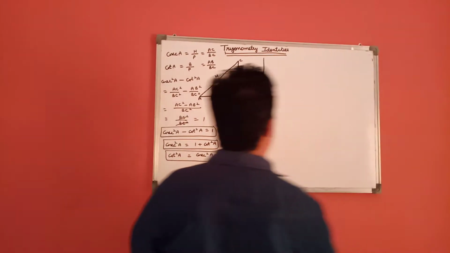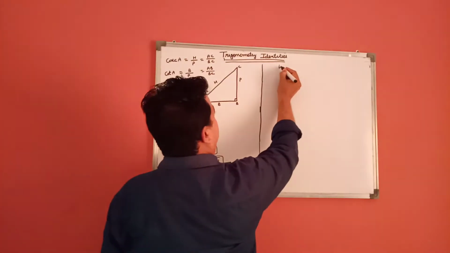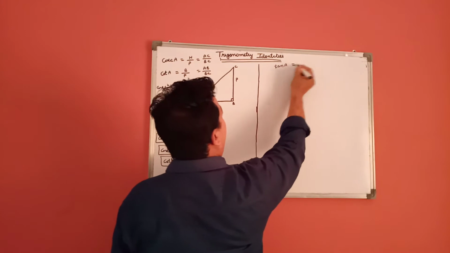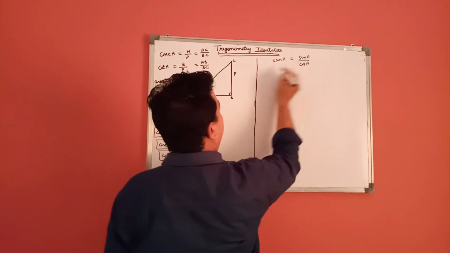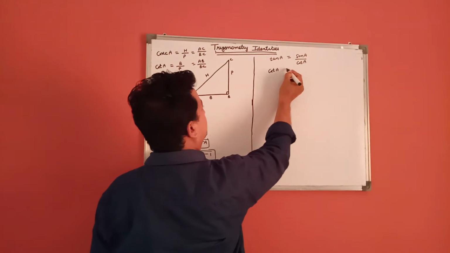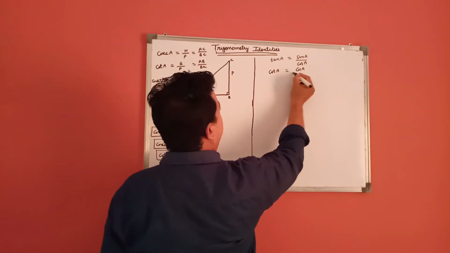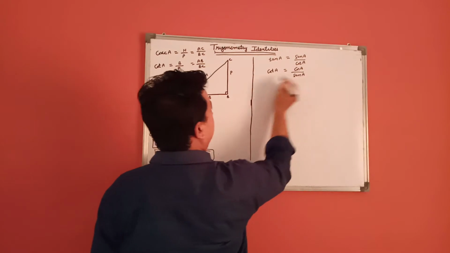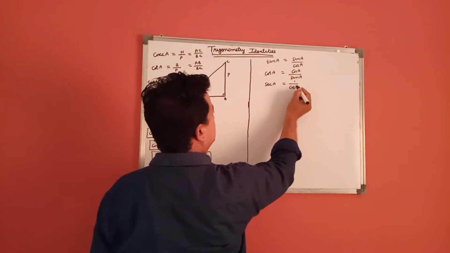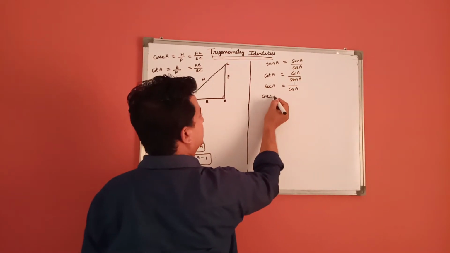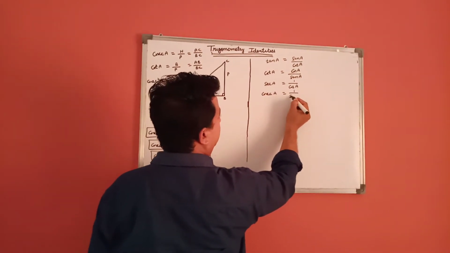We remember these relations as follows. If we find tan, we know tan is sin A upon cos A, and cot is cos A upon sin A, secant is the reciprocal of cos, and cosecant A is 1 over sin.